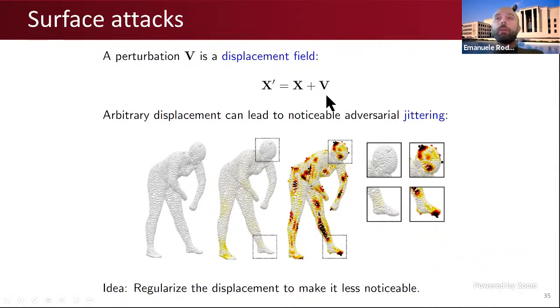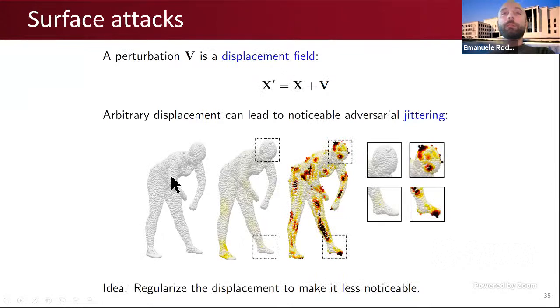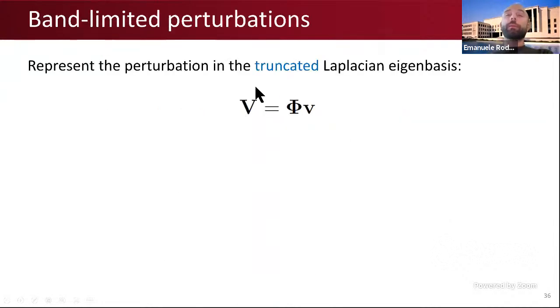Very simple idea. And now the question is, how do you parameterize the space of smooth displacement fields? Mathematically this could be the most difficult thing to do. Actually, this is very easy to do because you can parameterize V in terms of the Laplacian eigenfunctions of the original shape. Why is it a parameterization of smooth displacement fields? Because if you truncate the representation in the Laplacian eigenbasis, you get a smooth function, or a smooth displacement field in this case.